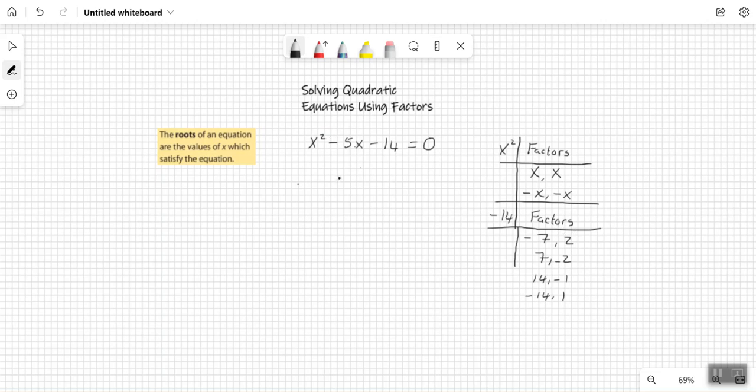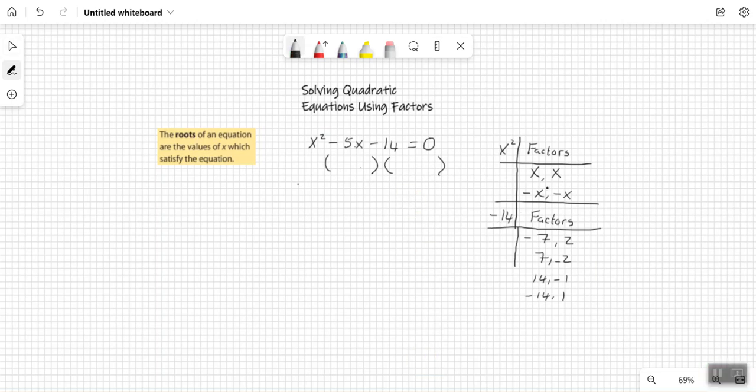And then what we want to do is the trial and error method. So we try factor pairs until we get a pair that works, that when you multiply them by each other will give you this equation here. So on the left hand side you put the factors that relate to x squared. Okay, so you have the left hand side here. And then on the right hand side you put the factors that relate to minus 14.